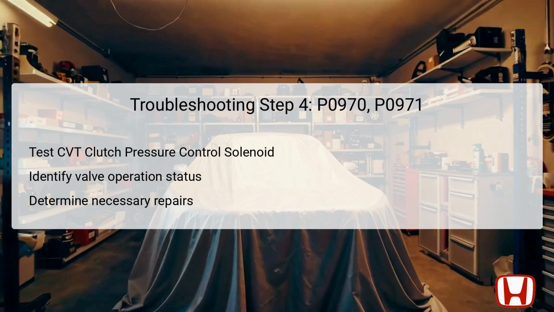The fourth and final troubleshooting step requires testing the CVT clutch pressure control solenoid valve directly if earlier inspections have indicated normal conditions in other components. This will involve evaluating the solenoid's operational status, specifically looking for normal function when commanded by the TCM. If the solenoid fails to operate as expected, it is likely the source of the DTCs, necessitating its replacement.